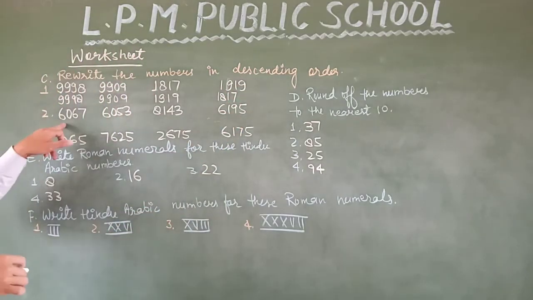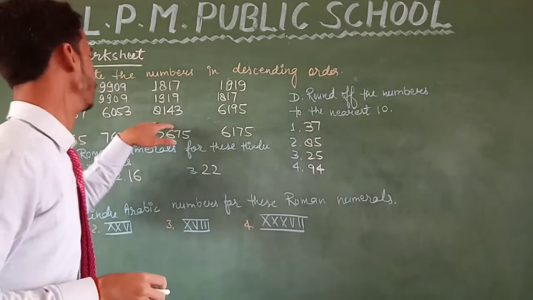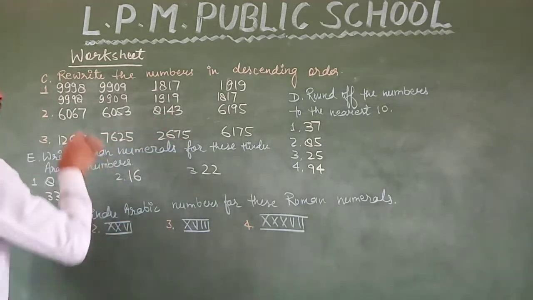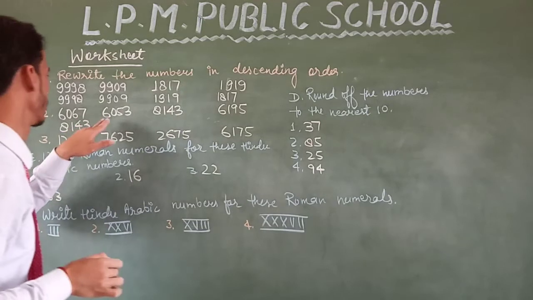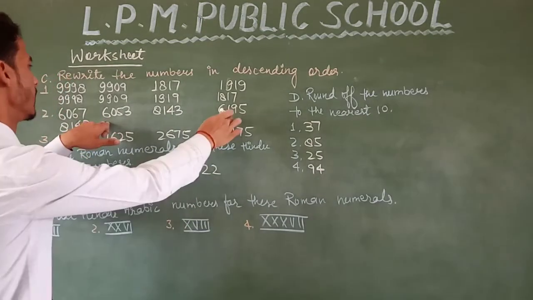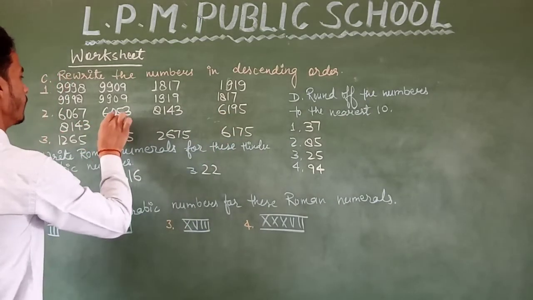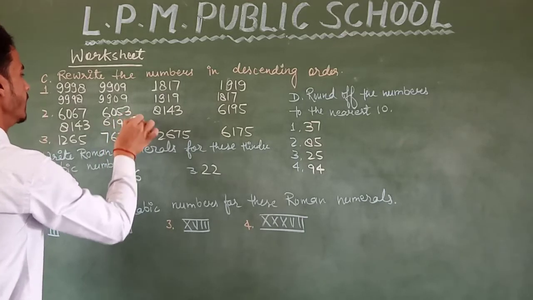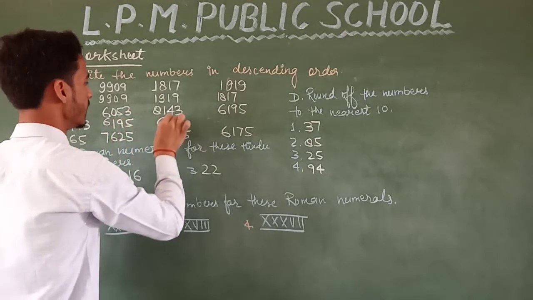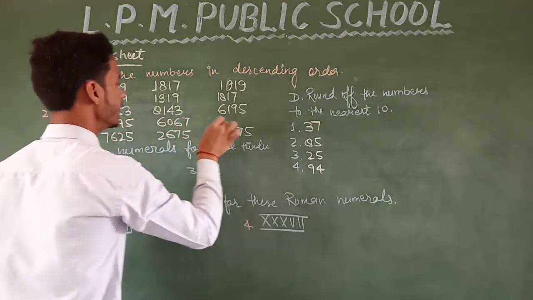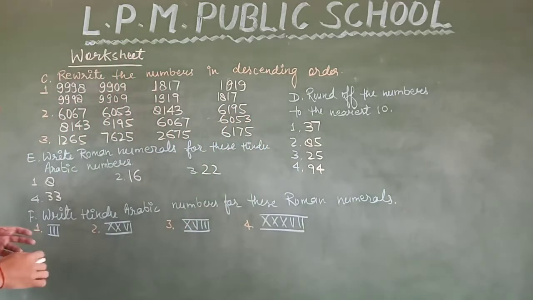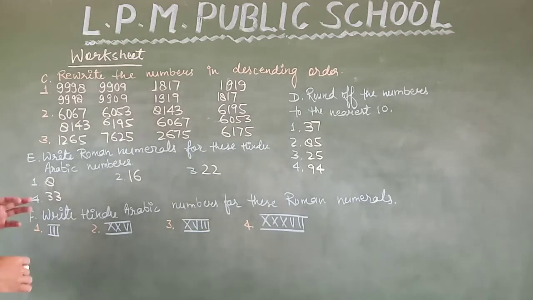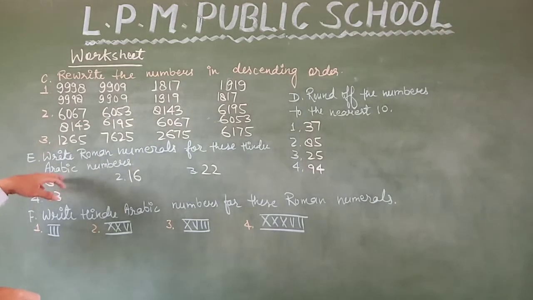And in the next, which number is greater? You know that 8143 is greater. 8143, and after that 6195, and then 6067, and then 6053.